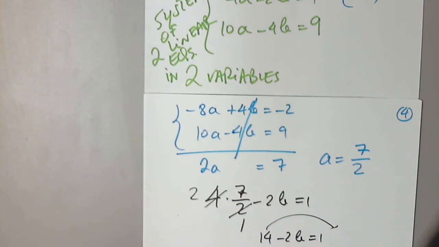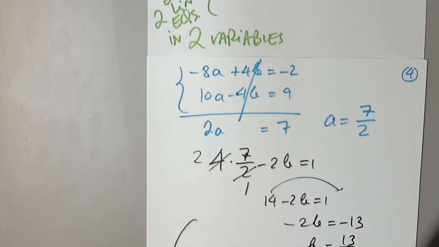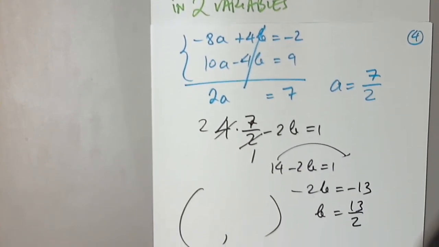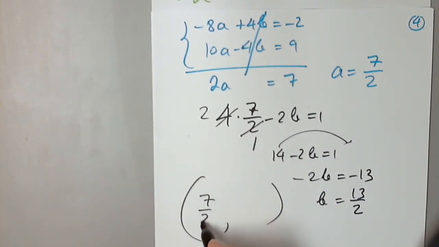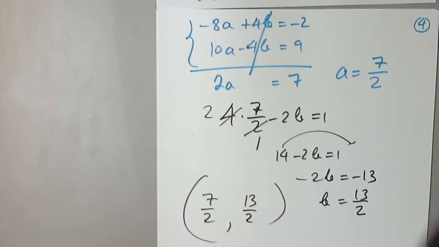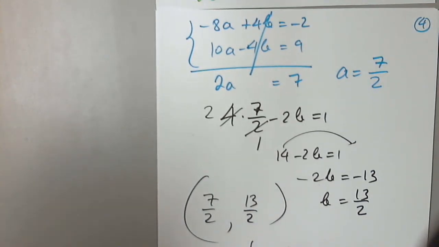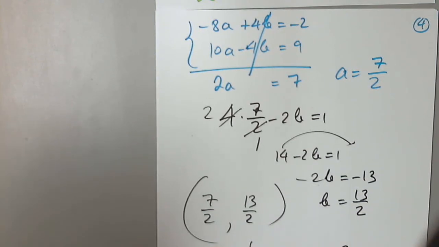I move 14. Negative 2b equals negative 13. So b equals 13 halves. So then the solution of the system is 7 halves, 13 halves. So now the function will be like 5 pages earlier, okay, x plus 2 for x less than 2.